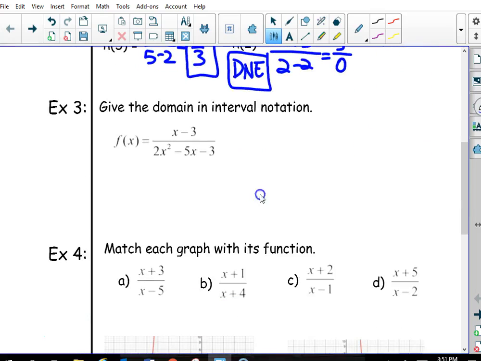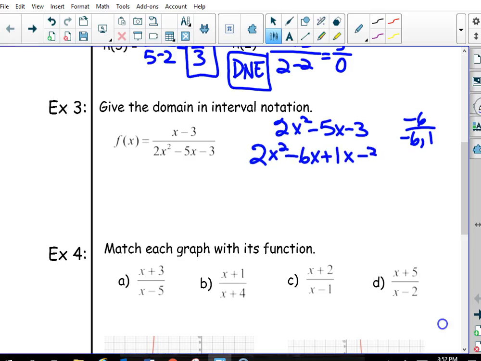Okay, they want us to give the domain in interval notation on this one. So best thing to do is factor. And factoring this, and this is typical of the problems you'll see on the quiz, is not easy. It's AC factoring. To remind you, I'll take my A and my C and I'll multiply them. I get a -6. The factors of -6 that combine to give me a -5 is -6 and +1. So I rewrite -5x as -6x plus 1x. Now it makes a not very easy factoring problem a little easier to factor.